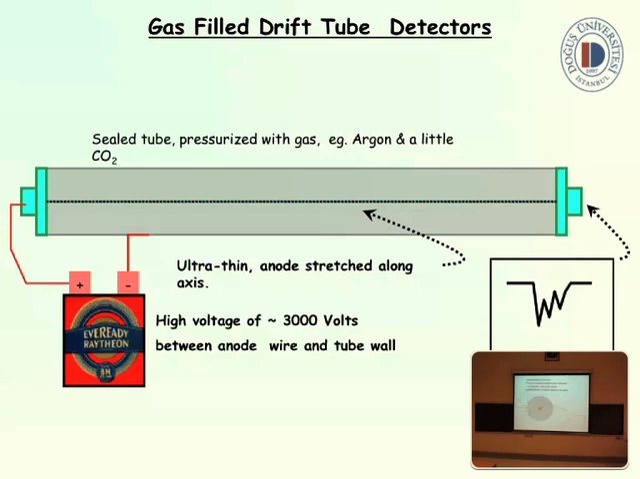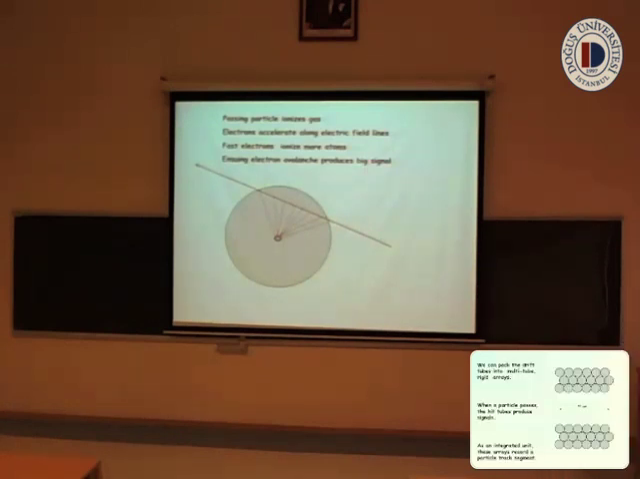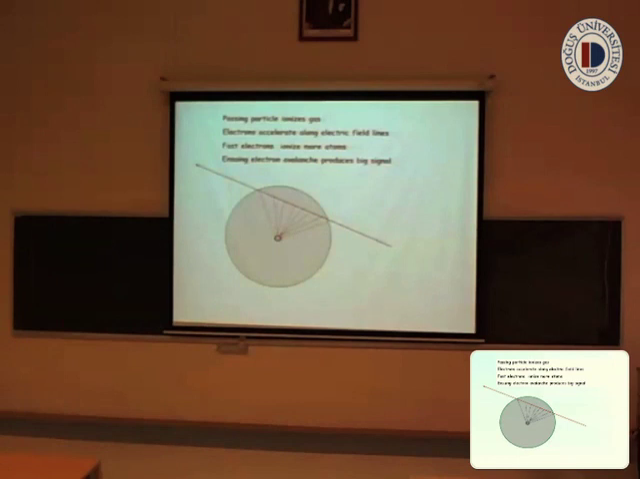Let me show you how it works. So this is the tube. You see the phi plane of the tube, and here you see the wire. A passing particle ionizes the gas, producing electrons. Let me see if I have a movie here. No, I don't have. Electrons accelerate along the electric field lines. Fast electrons ionize more atoms, and the ensuing electron avalanche produces a big signal.